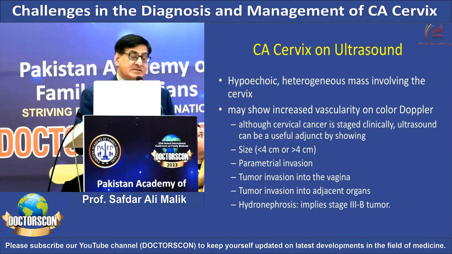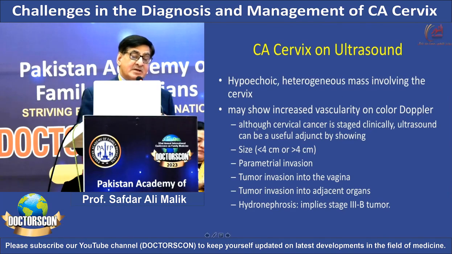How it looks on the ultrasound, very, very important. Normally, it is smooth in outline. It will be comparatively more hypoechoic. Hypoechoic means more black. More black means more vascularity. More vascularity means more blood flow. That means there is some mitotic activity going on.